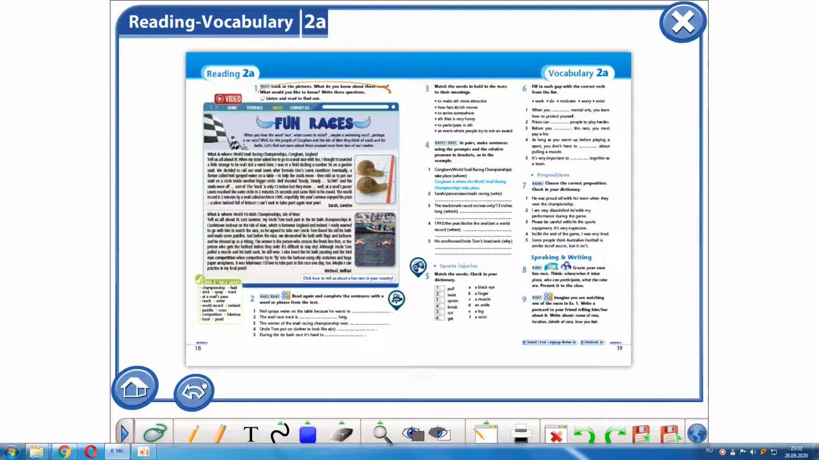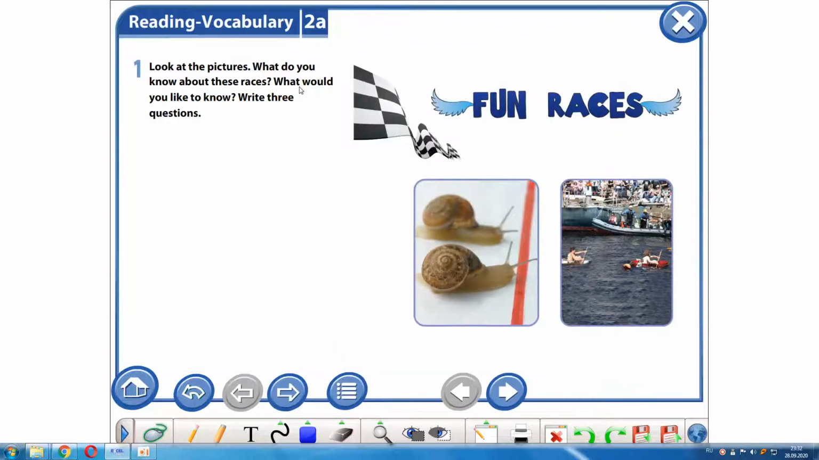speech. So today we are going to work with page 18. Now exercise 1. Look at these two pictures. What do you know about these races? What do you see in the pictures? Any predictions?